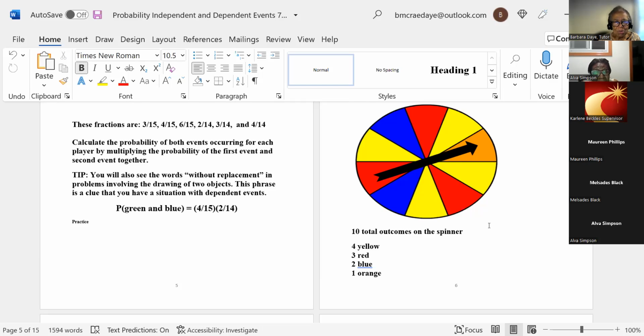No, what's the total? The total colors. Not the total colors, the total possible places on the spinner. Oh, okay, Miss Barbara. 1, 2, 3, 4, 5, 6, 7, 8, 9. So, no, 10. I've got it right here for you. 10 total outcomes on the spinner.